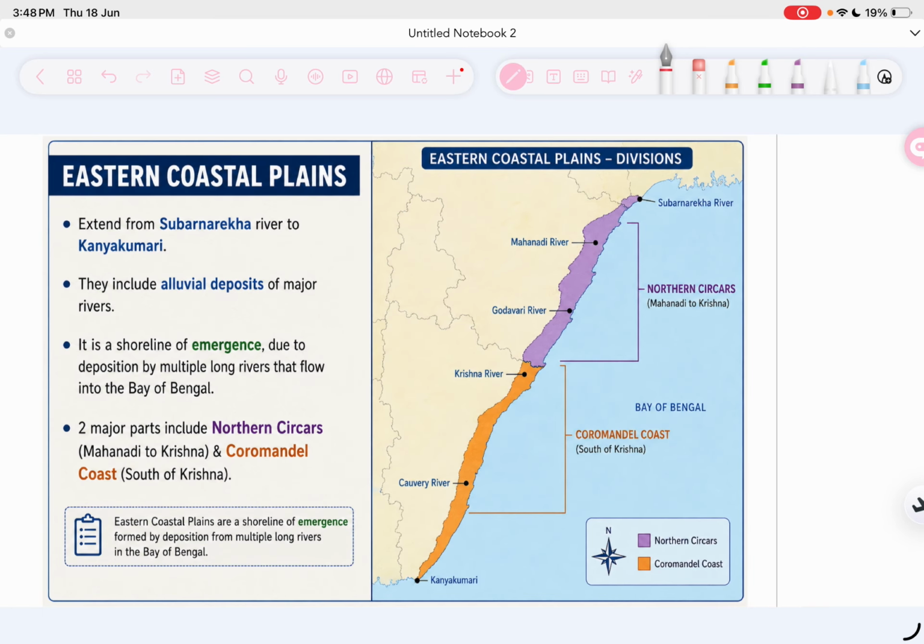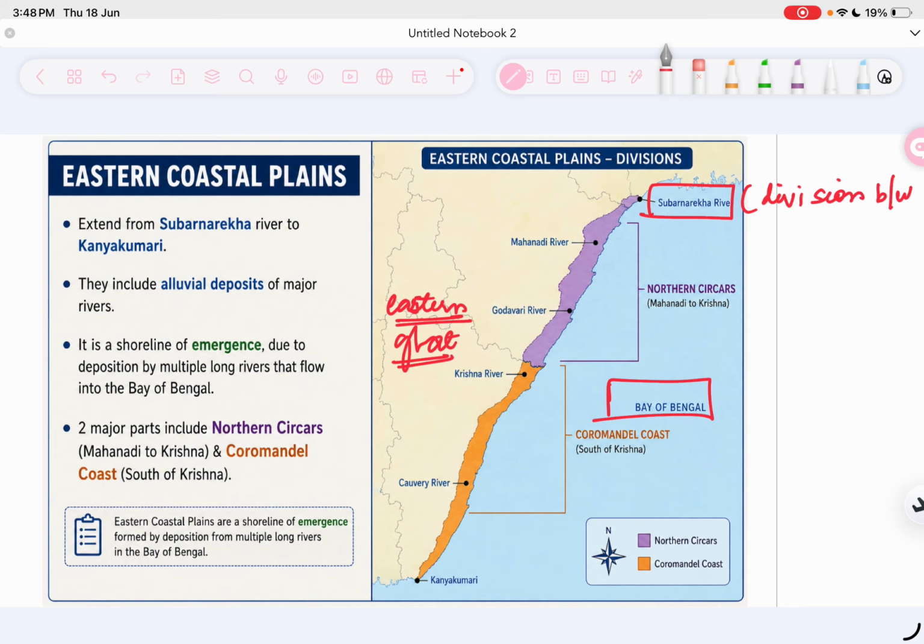Now when we take our discussion to the next step, that is the eastern coastal plains. In the eastern coastal plains, we first have to note that it is situated between the Bay of Bengal and the Eastern Ghats, and it lies between the river Subarnarekha, which also forms a division between West Bengal and Odisha, and it ends at Kanyakumari. So it extends from the Subarnarekha river to Kanyakumari. Now the eastern coastal plain is more of a depositional plain, or more of an emergent plain.